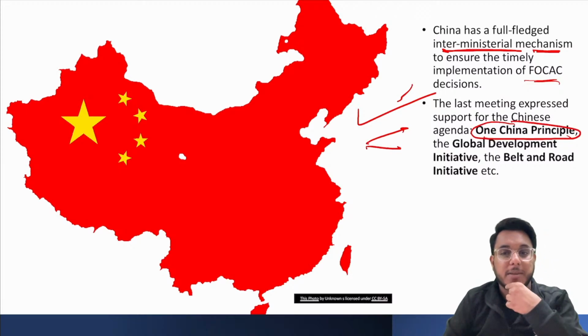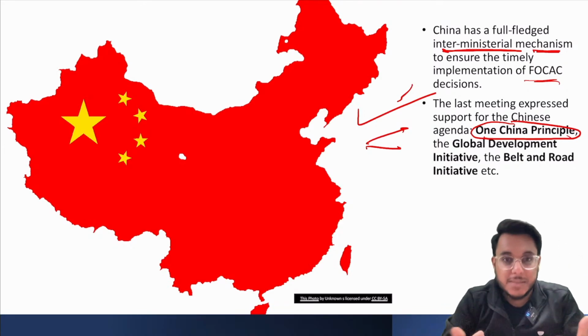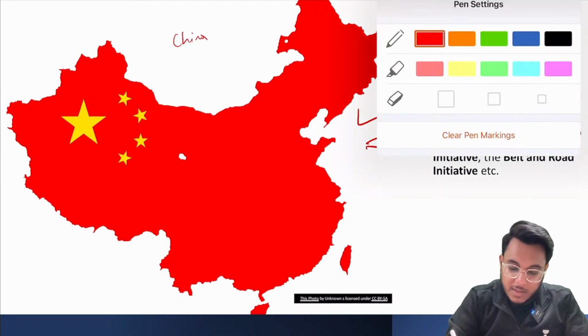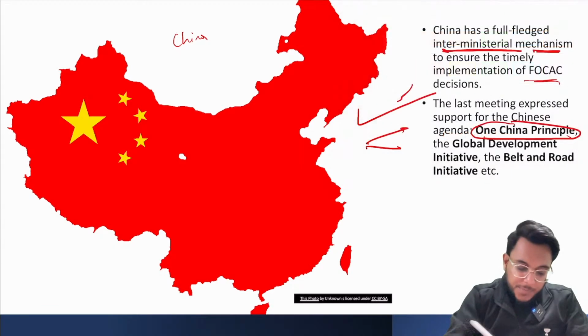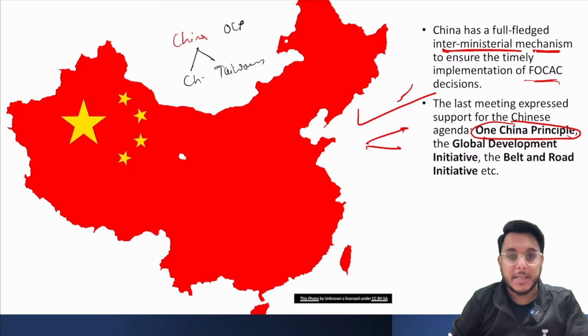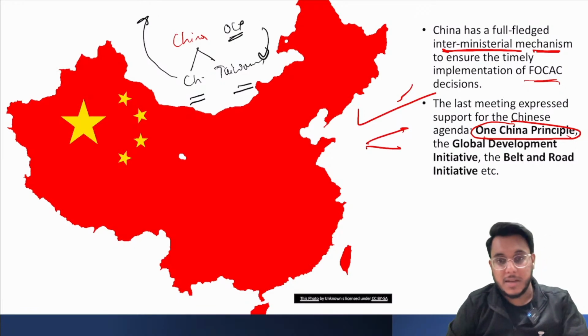Now what is this One China principle? Guys, the One China principle is simply the Chinese position. According to China, the One China principle means that mainland China and Taiwan are not two independent countries. China and Taiwan are part of one mainland China, and there is only one China. This is the One China principle. So this principle has also become a source of controversy in the last few years.